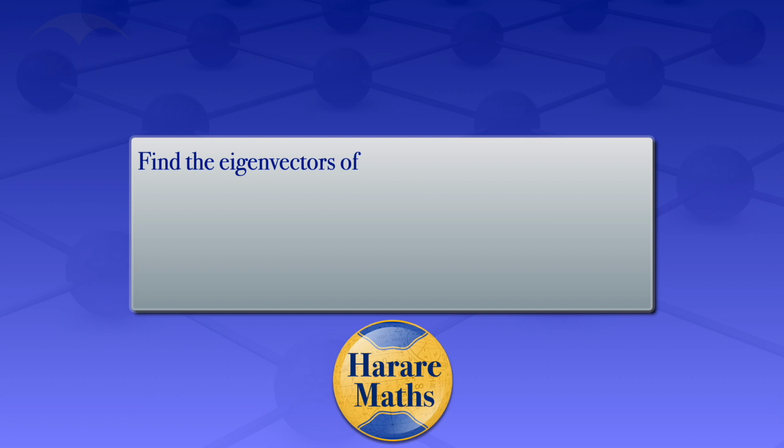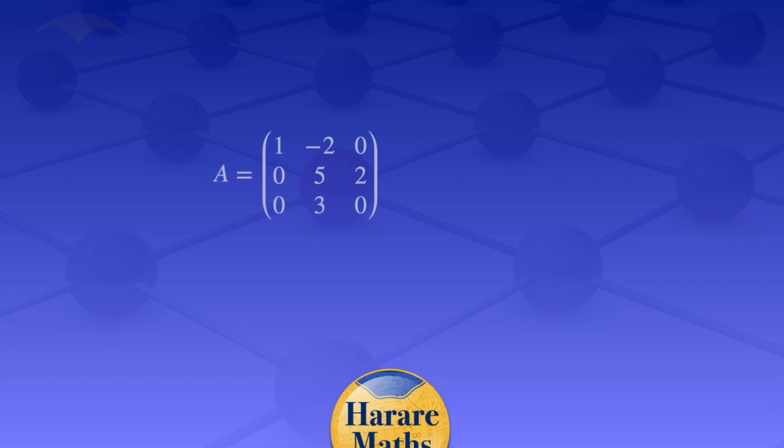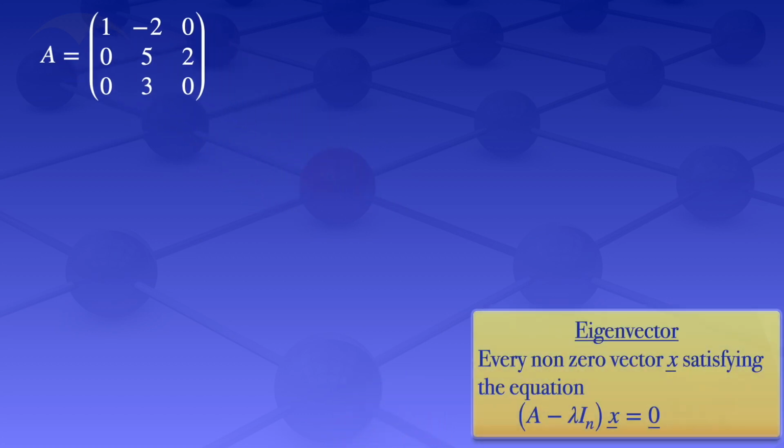In this tutorial, I am going to find the eigenvectors of the 3 by 3 matrix, which has elements 1, -2, 0, 0, 5, 2, 0, 3, 0. By definition, every non-zero vector x which satisfies the equation (A minus lambda In) multiplied by the vector x equals the zero vector is called an eigenvector of the matrix A.